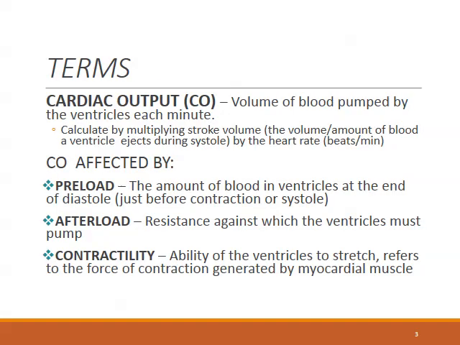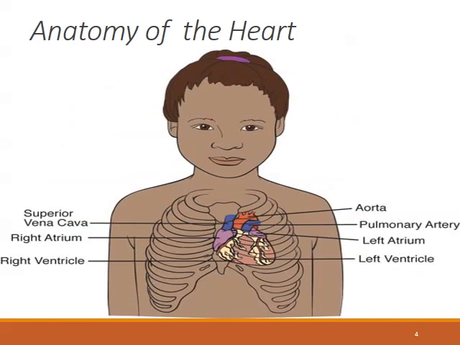Now, some terms you're going to need to know: cardiac output, and I won't go into all these because you've had this before. Preload, afterload, contractility. That gives you some definitions. This just shows you the anatomy of the heart, the different areas. You should be aware of that.